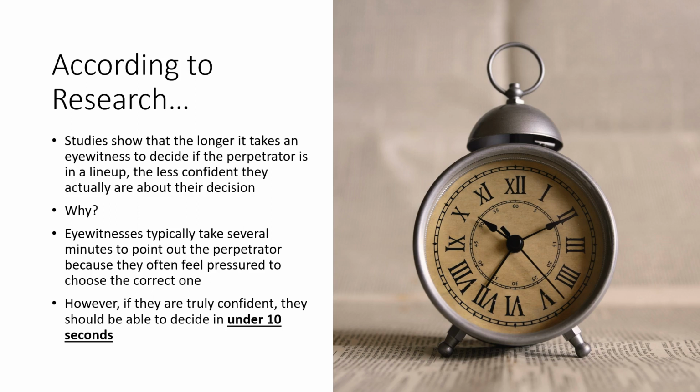What the research shows us is that if an eyewitness is truly confident in their decision, they should be able to make a decision about whether or not they saw that individual within about 10 seconds. And if it takes a long time for that eyewitness to identify a potential suspect, there may be some other kind of processes taking place, they maybe feel compelled to identify a suspect, or some other factor may be taking place. So we really want them to be able to identify a suspect pretty quickly.